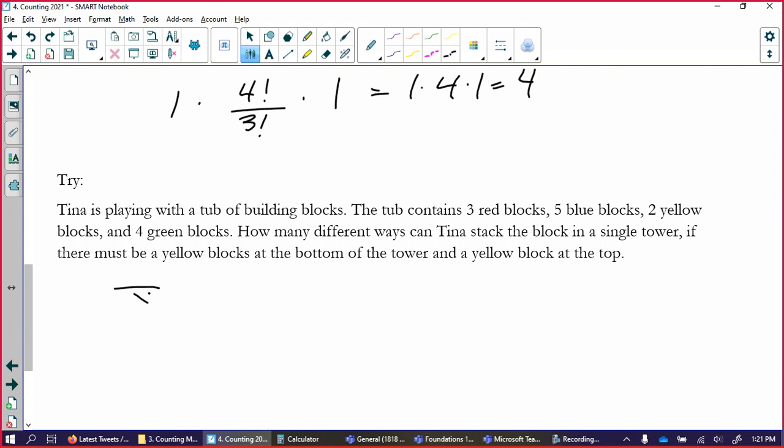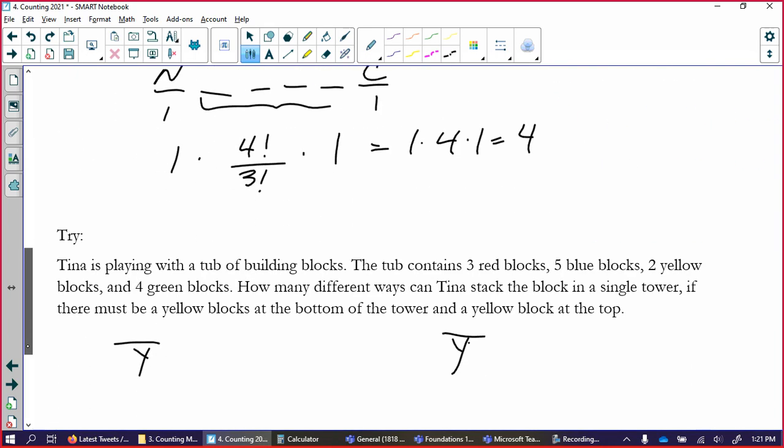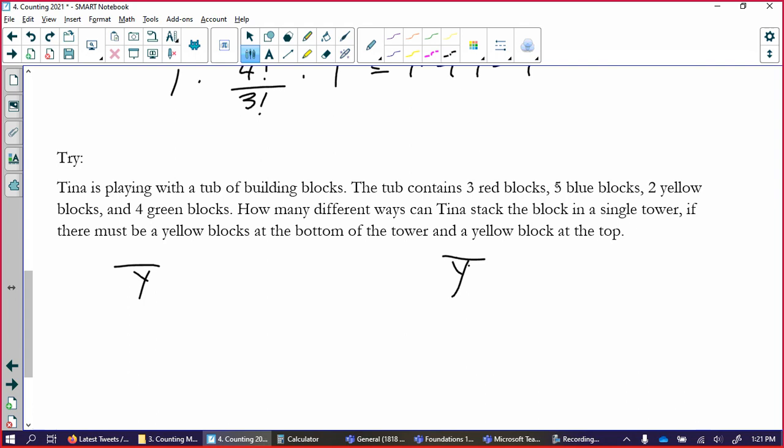Well, so we have to have a yellow. I'm going to do it horizontal just because it's a whole lot easier for me to write, because I don't want to write vertical. Sorry. 3, 5, or 8. So there's 12 blocks. How many choices are there for that first spot? Bottom of the tower. 2. Because you could have the one yellow block or another yellow block. How many choices are there? Well, there's 1 because the other yellow block is way down at the end. But now we have these 12 blocks in the middle.